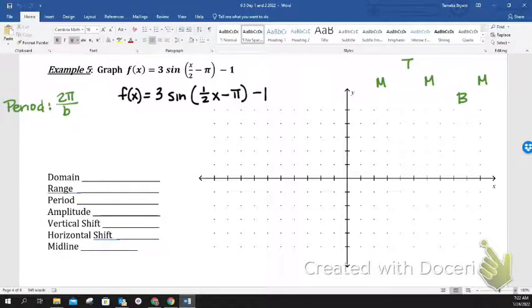So let's label our transformation. So this 3 is your A value. 1/2 is B. You actually have to set the parentheses equal to 0 to get the phase shift. And then K is -1. So let's find the period. To find the period, you're going to take 2 pi and divide that by 1/2.